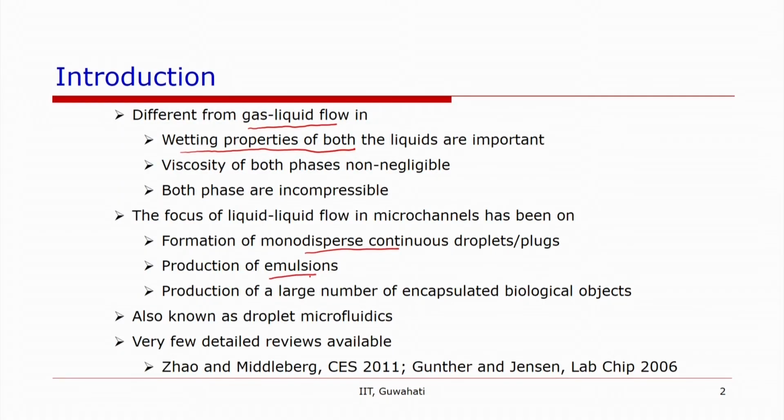Okay. So, as I have said, there are different applications of liquid-liquid flow in microchannels: formation of monodispersed droplets, production of emulsions, and encapsulation of a large number of biological objects, and this is also known as droplet microfluidics. People want to have reactions in small droplets, which act like a small slug reactor and can have efficient mixing because of the recirculations in the liquid plugs or liquid slugs. So, they have a number of applications.